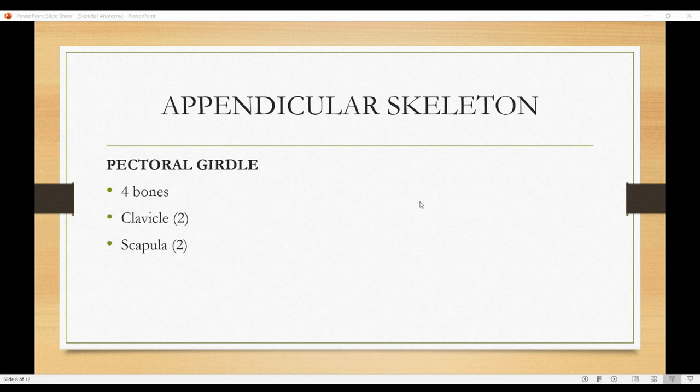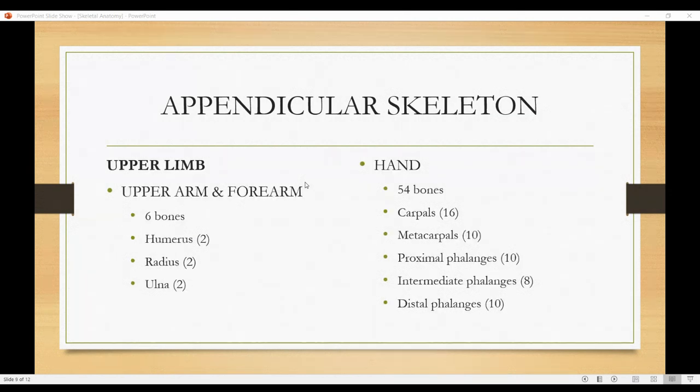So when you look at the pectoral girdle, it's really 4 bones, 2 on each side, 2 clavicles, 2 scapula, supporting and forming the shoulder, which moves down into the upper limb. So the upper limb, the upper arm and the forearm, 6 bones, the humerus in the arm and the radius and ulna in the forearm, radius being on the lateral aspect of the arm, ulna being on the medial aspect of the arm as you view the body in anatomic position.